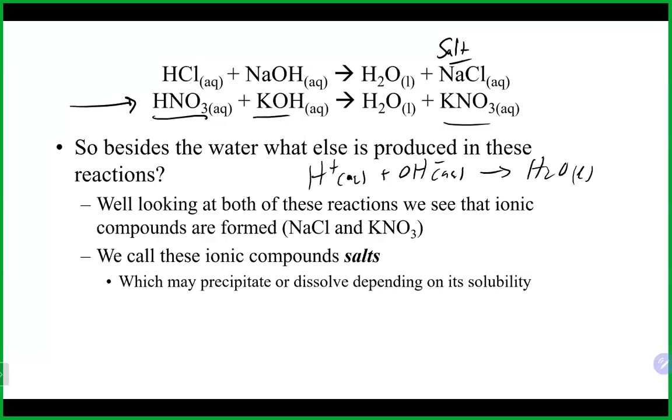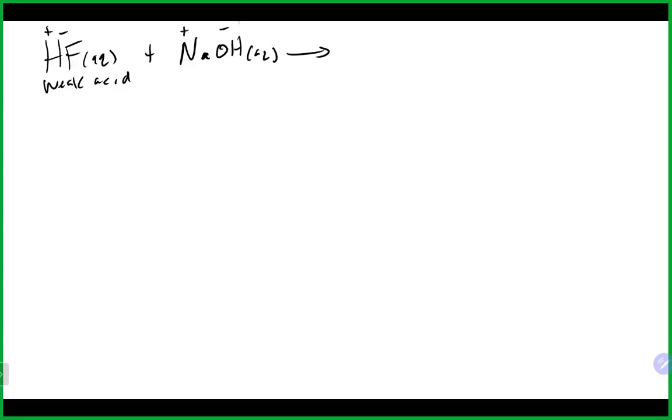Now, what would happen if we actually had a weak electrolyte involved? And I would say most weak electrolytes are probably weak acids and weak bases. So let's just say that we did this reaction with a weak acid versus obviously what we've seen here with a strong acid. So if we took something like hydrofluoric acid, which is a weak acid, and reacted it with sodium hydroxide. Once again, this is an acid-base reaction. It is also still a double displacement reaction. We're still going to switch partners here.